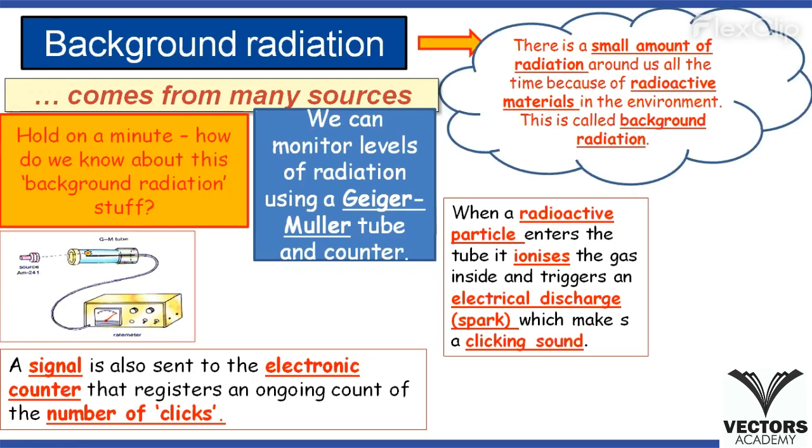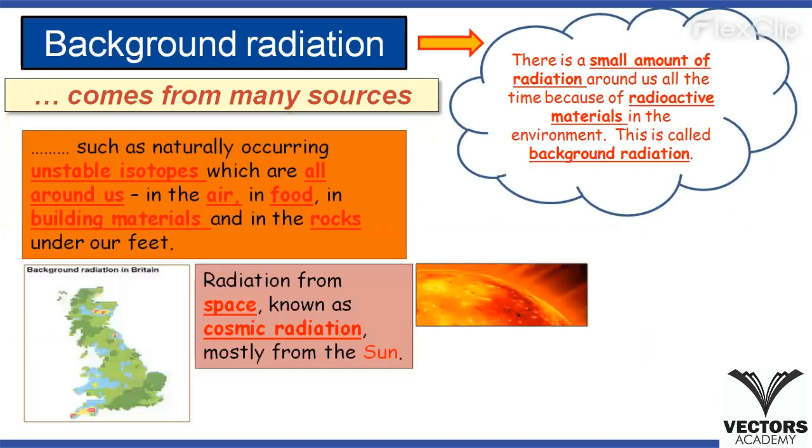When a radioactive particle enters the tube, it ionizes the gas inside and triggers an electrical discharge, which makes a clicking sound. That is how we understand whether we have received radioactivity or not. Now, it comes from various sources such as unstable isotopes around us in air, food, building material, and in rocks under our feet.